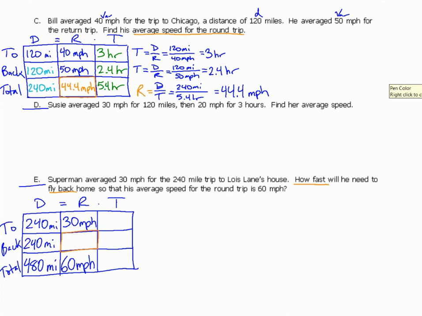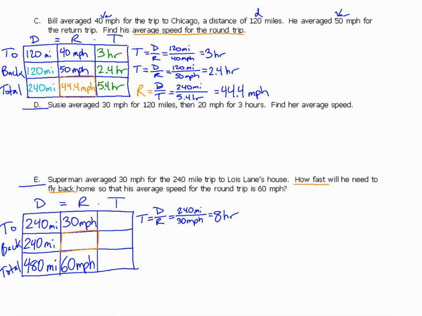So let's work through the things that we can. We can figure out how long Superman was in the air on the way to Lois Lane's house. Time, that's distance over rate. How far did we go? How fast we're moving? That's going to tell us how long. 240 miles, 30 miles per hour. We're going to find that the flight required 8 hours of Superman's time.